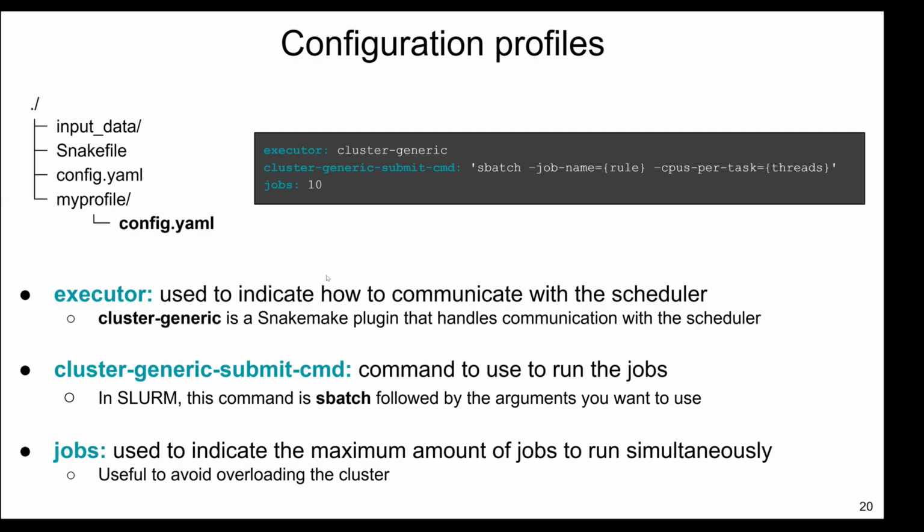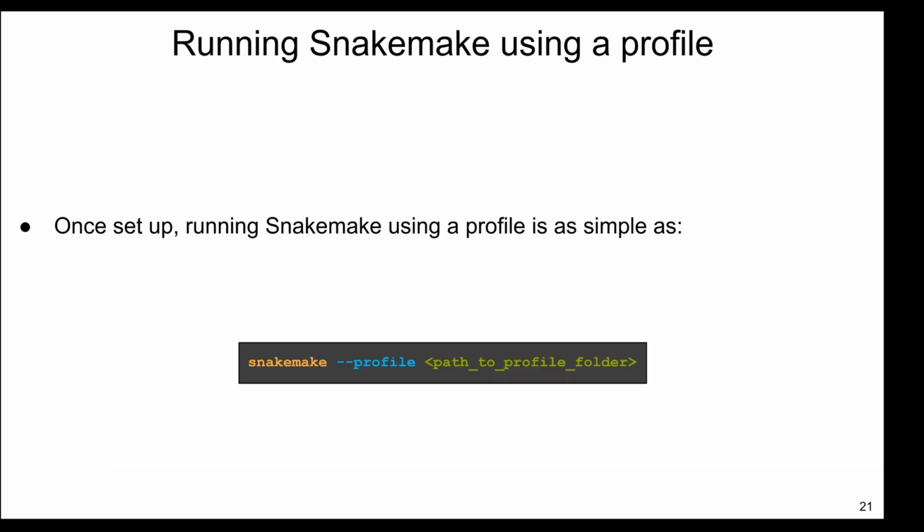That's quite useful to avoid overloading the cluster, because right now we're only like 25 users. Imagine a cluster with tens of nodes and hundreds of thousands of users. This can go very bad very quickly, so beware of what you're doing. Once you've set up your profile, running Snakemake with it is just a matter of one option, snakemake --profile, and then the path to the profile folder. And that's all, basically.